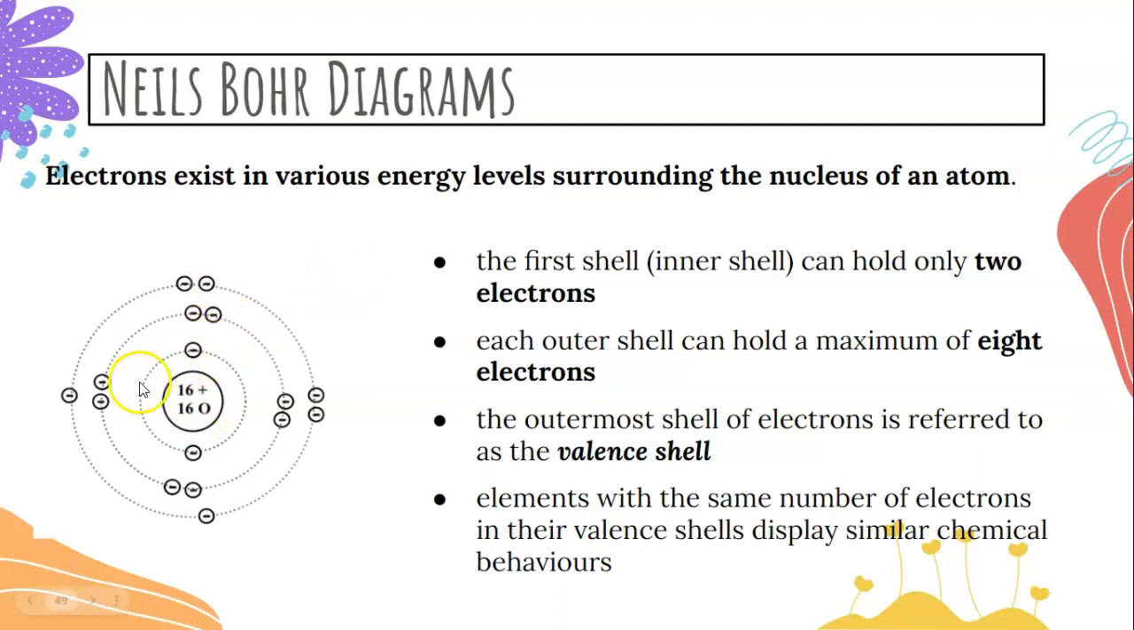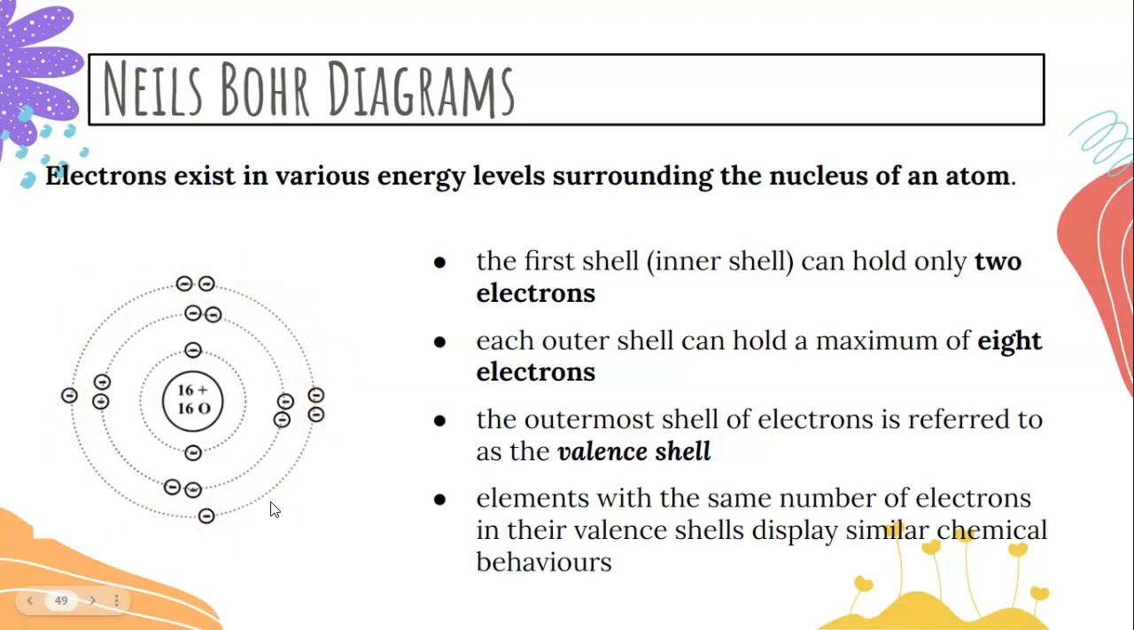So this very first shell is all about the inner shell. This is called the inner shell, and it is only allowed to hold 2 electrons. It doesn't have a lot of space. Every shell we add after that can have a maximum of 8 electrons on it. Now, when we get to our very last shell, this outer shell here, we call this our valence shell, and any electron on it we call valence electrons.